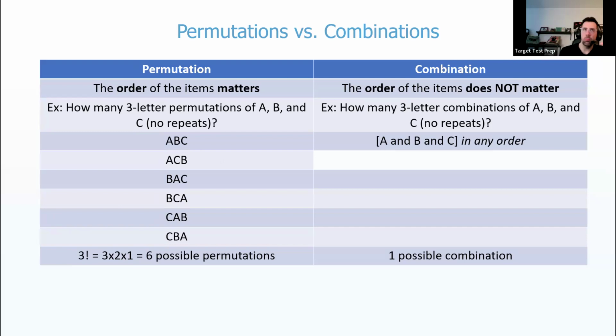And there are going to be different approaches. They're essentially versions of each other. But when you're doing a GMAT problem like this, one of the first things you want to ask yourself is, is this a permutation problem or is it a combination problem? Because that's going to inform how you do it.